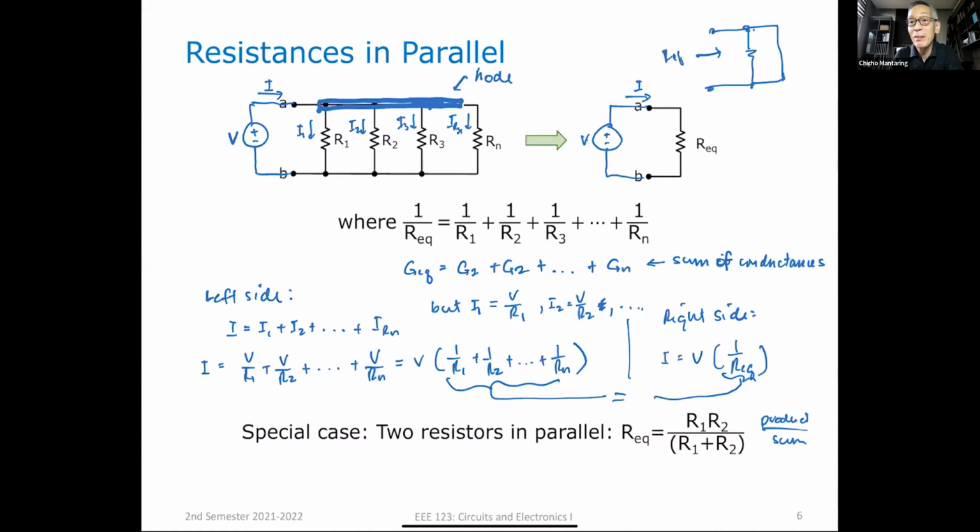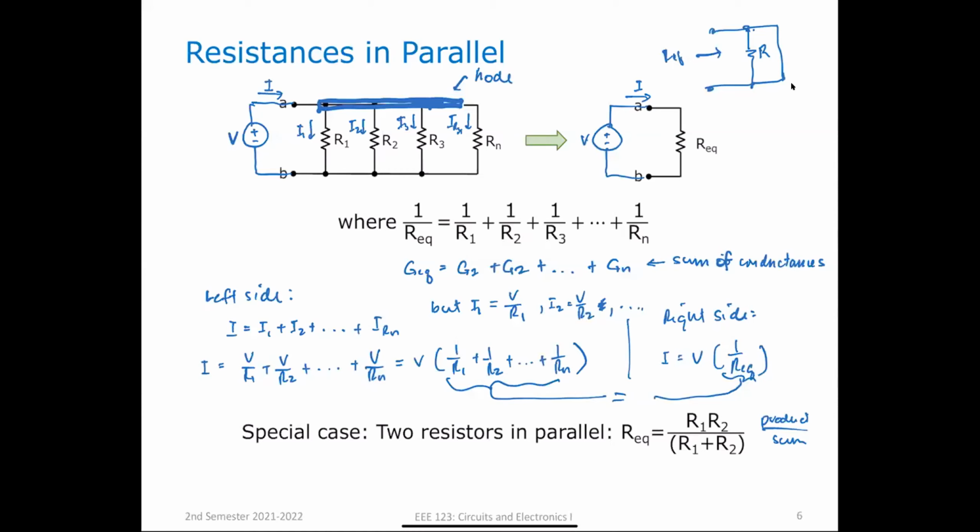Sige, magtatawag na ako ng tao, no? Who is Albert? Albert Castillo? Yes. What will happen? Ano yung equivalent resistance in this case? Ayaw mong humula? Yun din po ang resistance ng resistor. Ito R. Good guess, no? Good try, no?